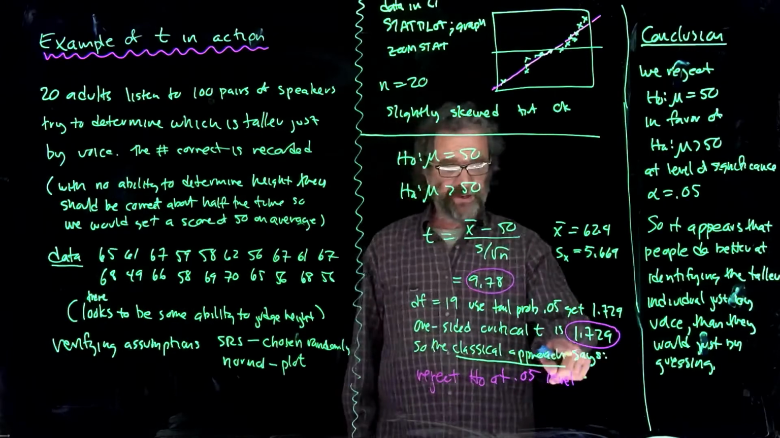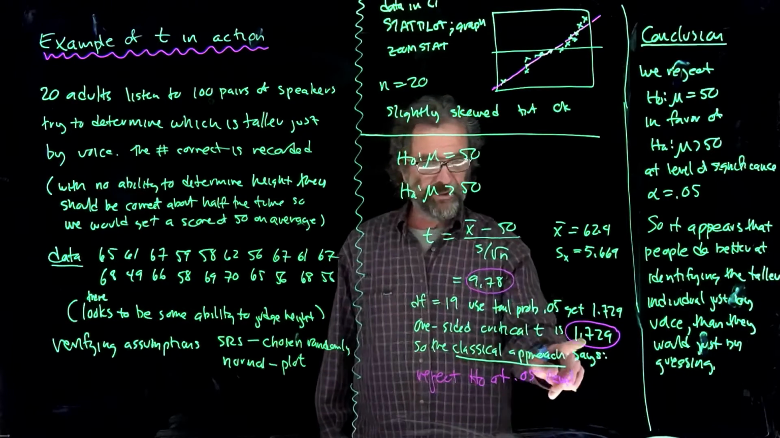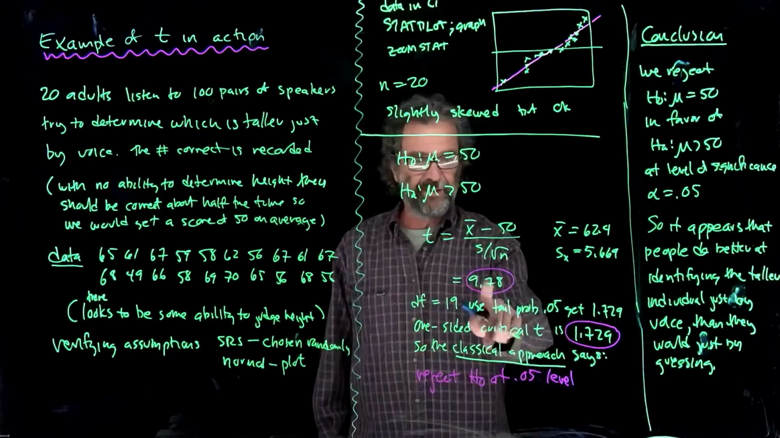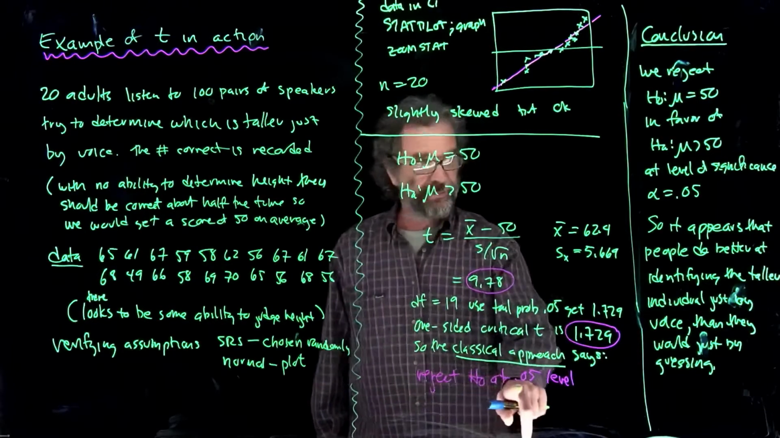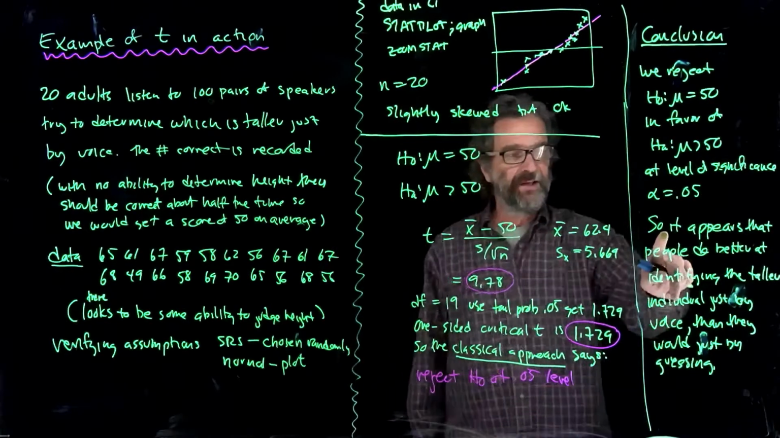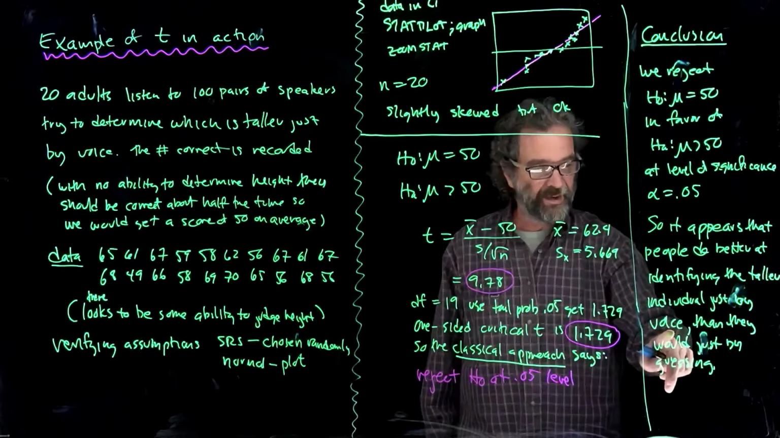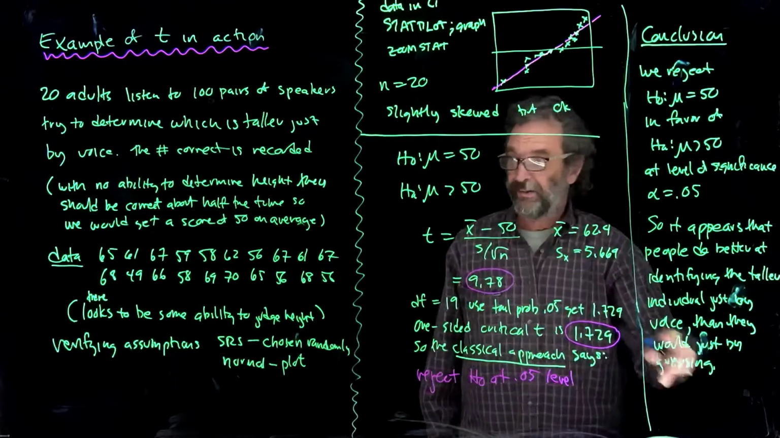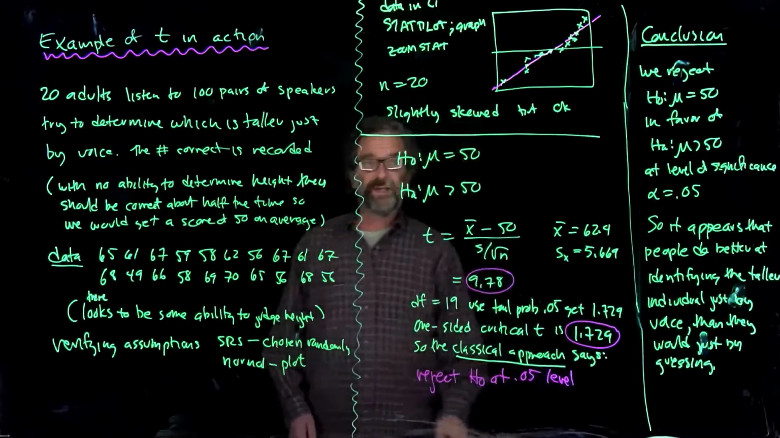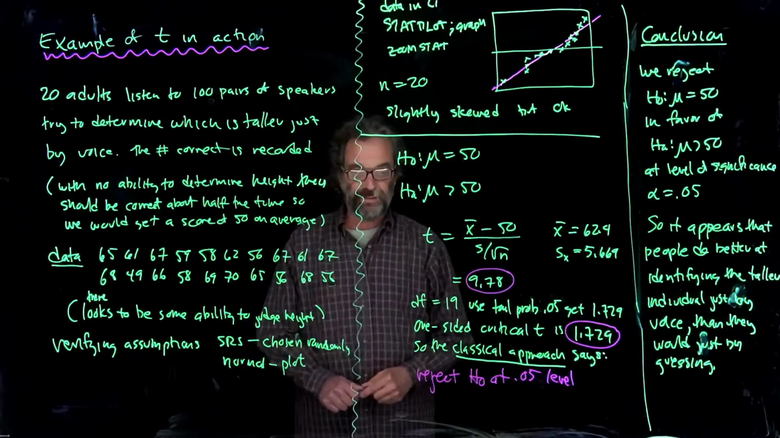And that's all a matter of comparing your test statistic value to the critical value and seeing if it beats it, which it does. So then you can reject the null hypothesis. Write down your conclusions, what level of significance, and then in context, it appears that people do better at identifying the taller individual just by voice than they would just by guessing. And so that's the classical approach to this problem, and on the next slide we'll look at the p-value approach.